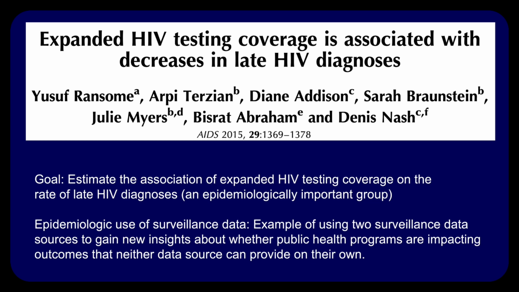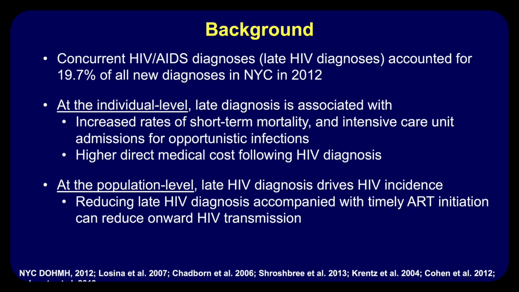And it's an example of an epidemiologic use of surveillance data that I want to highlight because it uses two different surveillance data sources to gain insights about where public health programs are impacting outcomes that you wouldn't really be able to get at with either data source on their own. So just by way of background, at the time that this analysis was conducted, people who were diagnosed with HIV and AIDS at the same time, which we call late HIV diagnoses, accounted for about 20% of all new diagnoses in New York City.